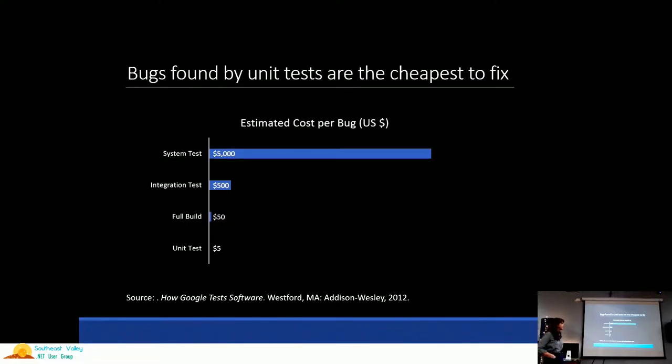Why should we unit test? One word, money. These figures came from a book that was released in 2012 by some gentlemen who worked at Google. I've got the source down there. It's kind of small, tiny print. The book's name was How Google Tests Software.